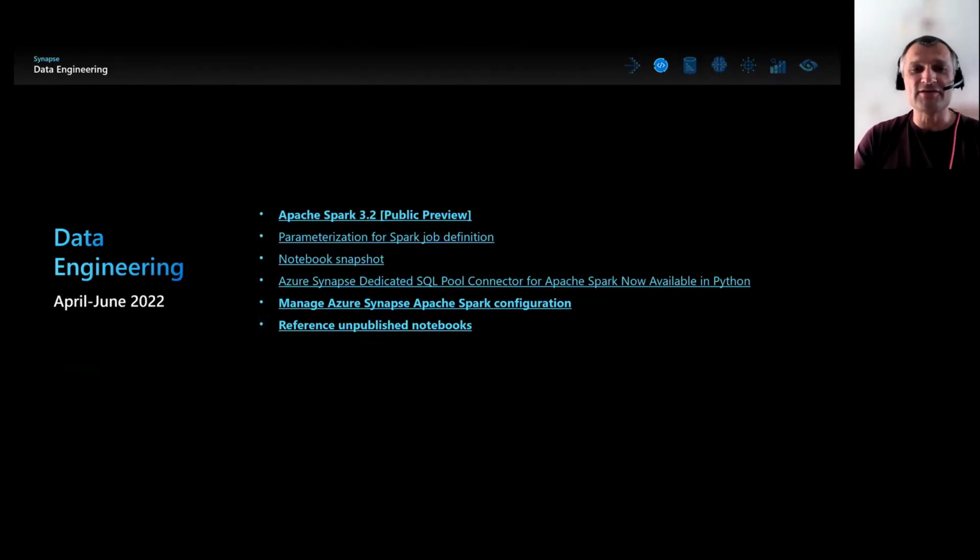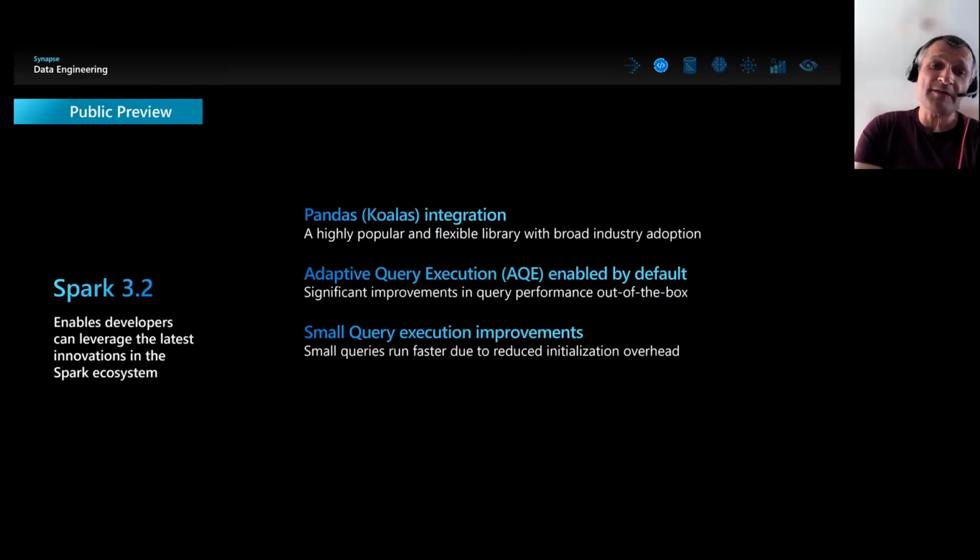Now, the number one announcement here for sure is Apache Spark 3.2, but there are also several different announcements that I'm going to also refer to. So with Apache Spark 3.2, we bring some serious investments from the open source community to Synapse. So now you can spin up Apache Spark pools in Azure Synapse running Spark 3.2 runtime in public preview.